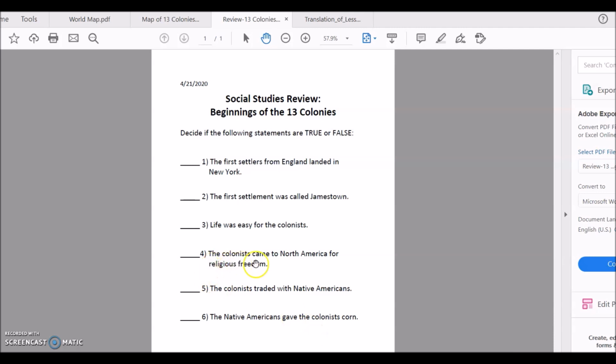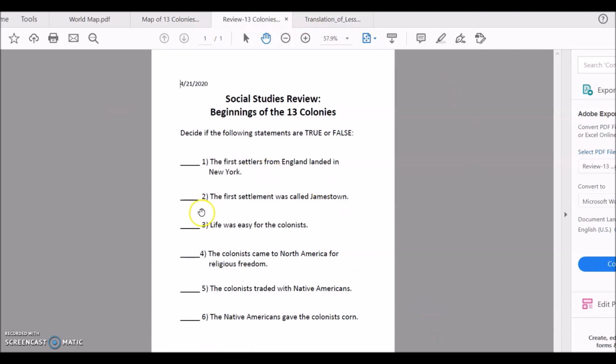4. The colonists came to North America for religious freedom because they want to pray the way they want. Is that true or false? 5. The colonists traded with Native Americans. True or false? 6. The Native Americans gave the colonists corn. You have to tell me if this is true or false.